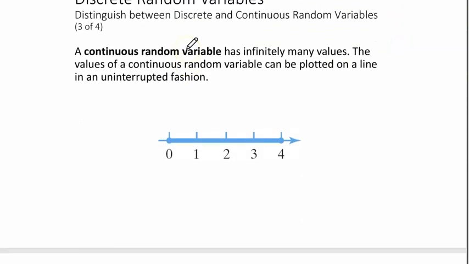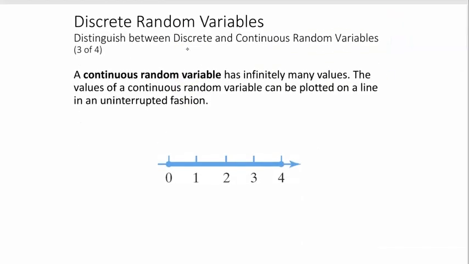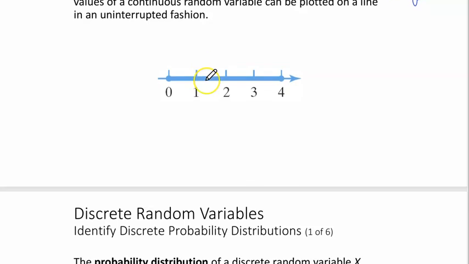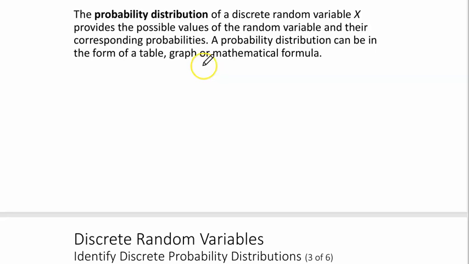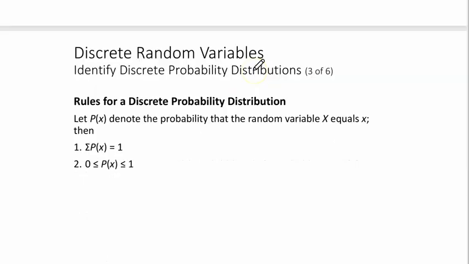When we talk about a continuous random variable, and we're going to see this when we talk about the normal distribution, we're now thinking about things on some kind of continuum scale. The probability distribution of a discrete random variable provides the possible values of a random variable and their corresponding probabilities. Usually you're going to see this in some kind of table or chart. Sometimes you'll see it in a graph.